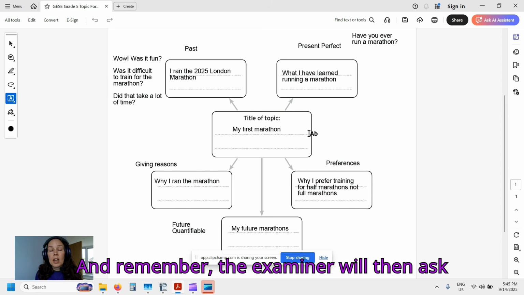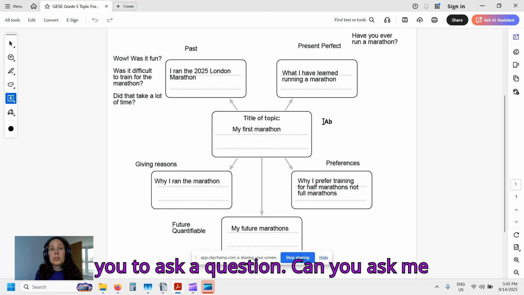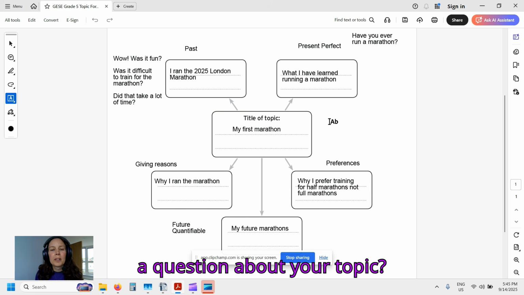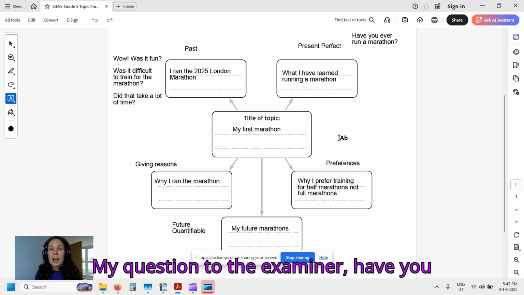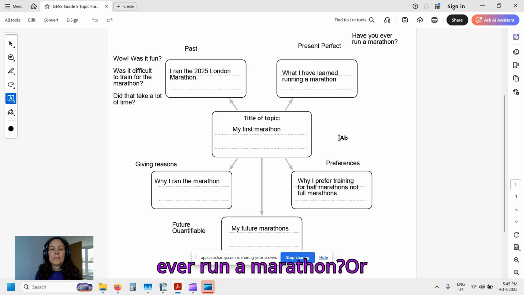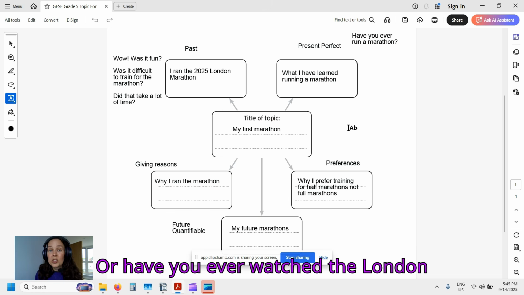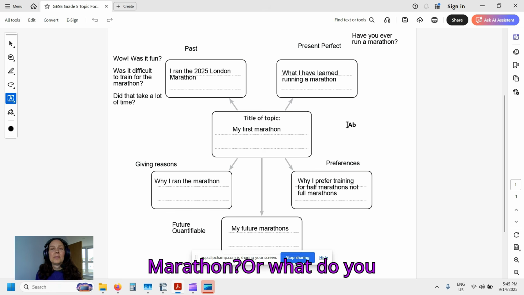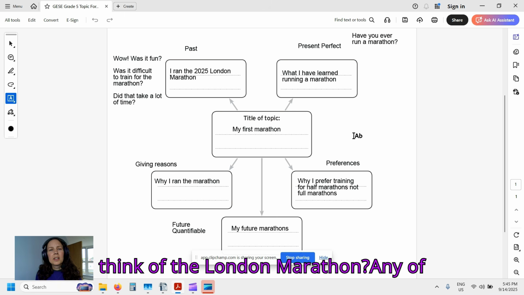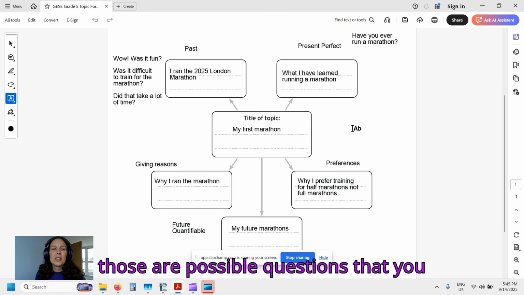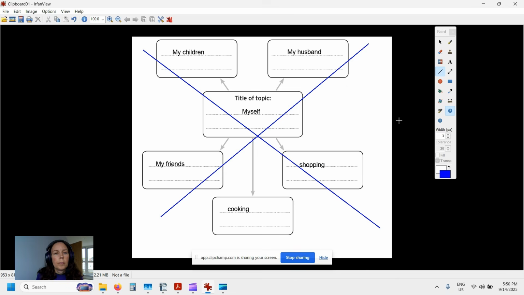And remember, the examiner will then ask you to ask a question. Can you ask me a question about your topic? My question to the examiner, have you ever run a marathon? Or do you like running? Or have you ever watched the London Marathon? Or what do you think of the London Marathon? Any of those are possible questions that you could give to the examiner.